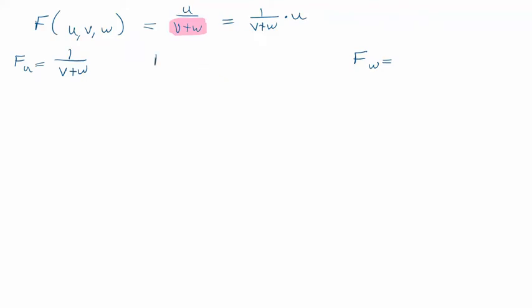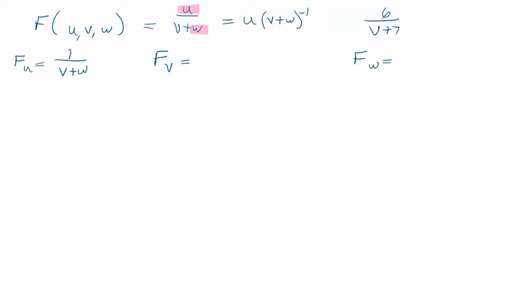Let's try finding the derivative with respect to v. So now I'm going to consider u and w as constants. So it could be some function like 6 over v plus 7, something like that. How would I approach that derivative? So me personally, I would approach it by thinking of this as like u times v plus w to the negative 1. And I would use the product rule.